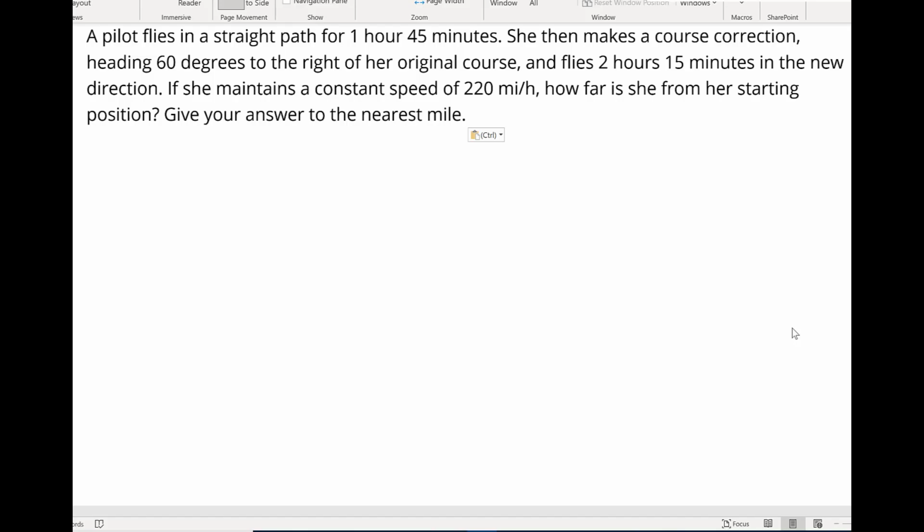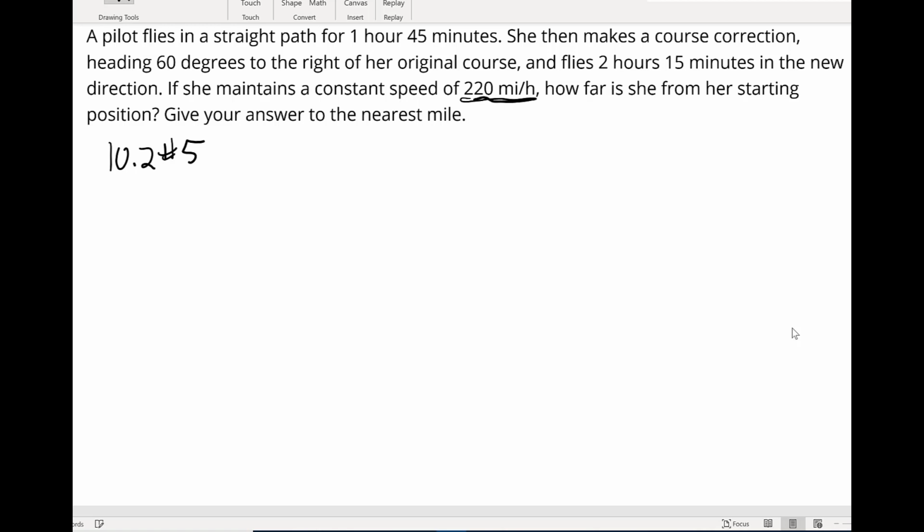Okay, this is number 5, 10.2, number 5. So it says a pilot flies in a straight path for 1 hour 45 minutes. Then she makes a course correction heading 60 degrees to the right of her original course and flies 2 hours 15 minutes in the new direction. She maintains a constant speed of 220 miles per hour. That's key. These times are key as well.